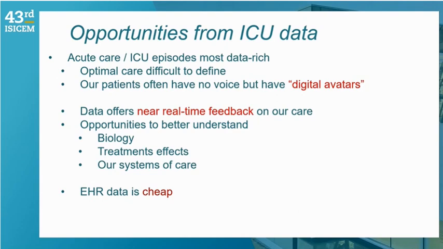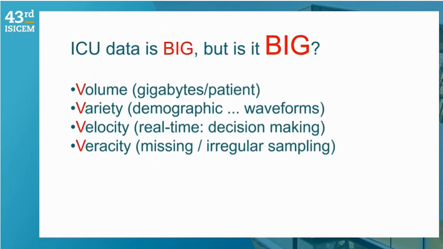And the last thing that's nice about routine data is that EHR data is, relatively speaking, cheap. The thing about ICU data that makes this tricky, though, is that it is big data. And by big data, I mean not only that it is large in terms of its volume, but also in terms of its variety, how quickly we get data and how quickly we need to make decisions from it, and also the amount of missingness and irregular data structures there are in intensive care.